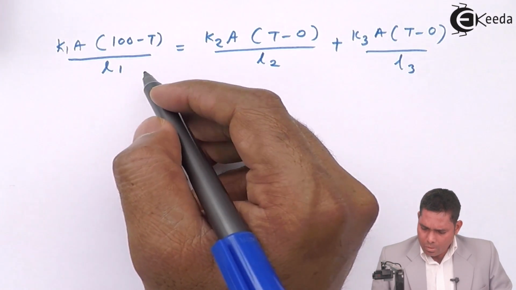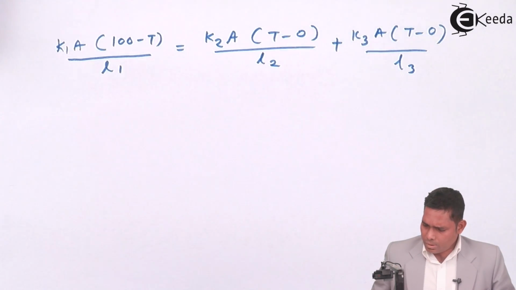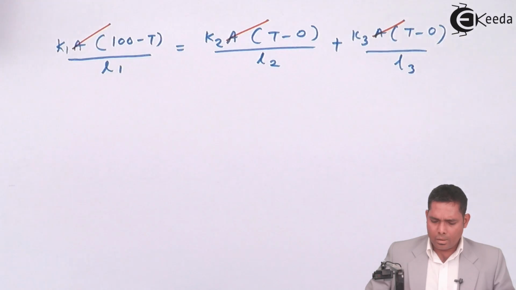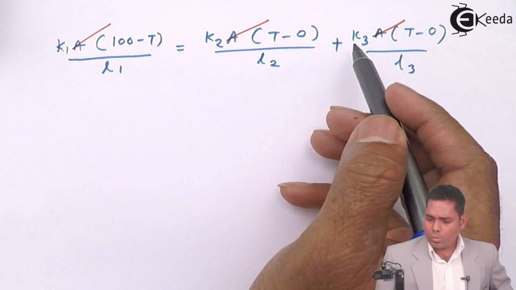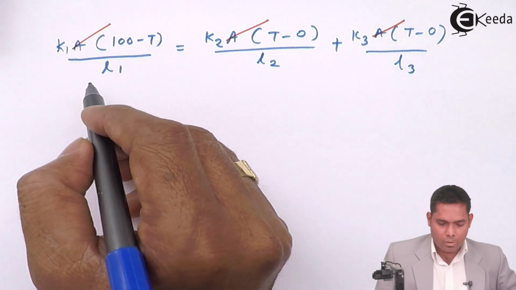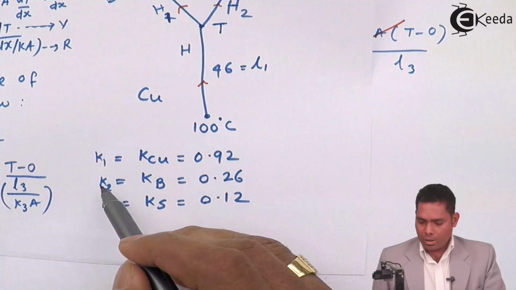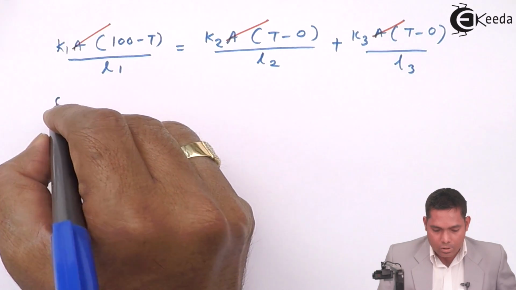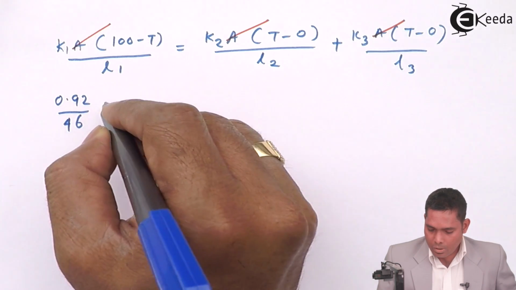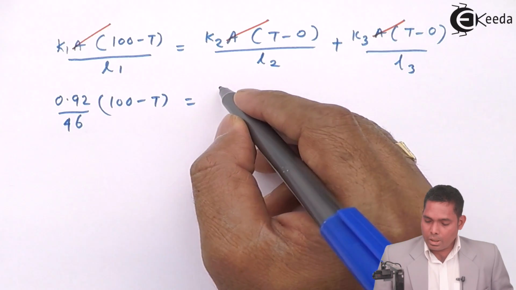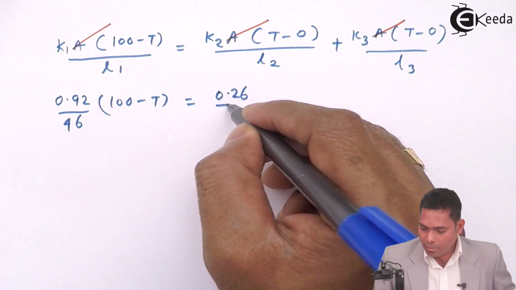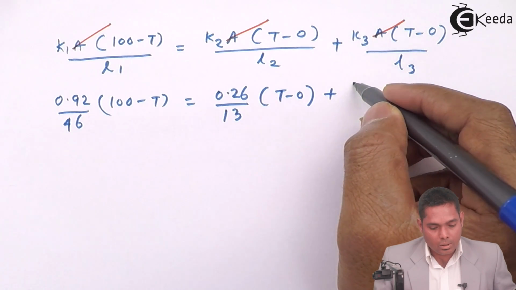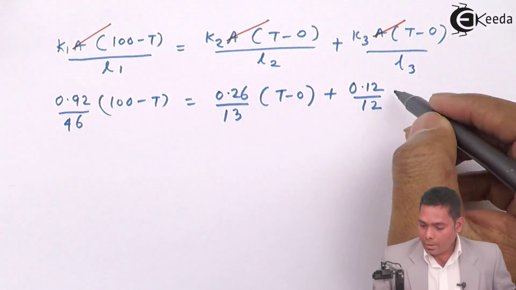Now I will cancel whichever is common, that is the area of cross section, the Q is same. I'll cancel it out and plug in the values of K1 and L1 and K2, L2 and all. Then what will we get? K1 over L1. I have already made the list K1, K2, K3 and L1, L2, L3. I'll just put it here. K1 is 0.92 divided by L1, which is 46, into 100 minus T. This gives you K2, which is 0.26 divided by this length 13, T minus 0, plus this is 0.12 divided by 12 and this is T minus 0.